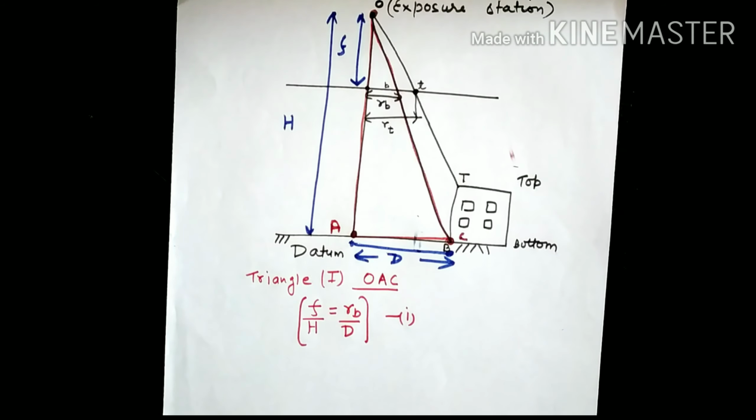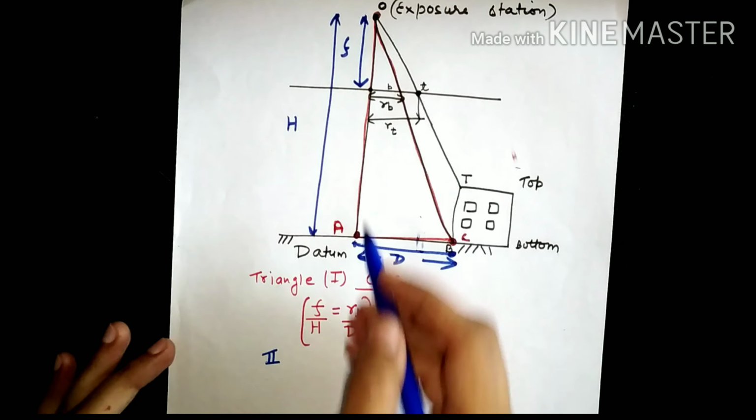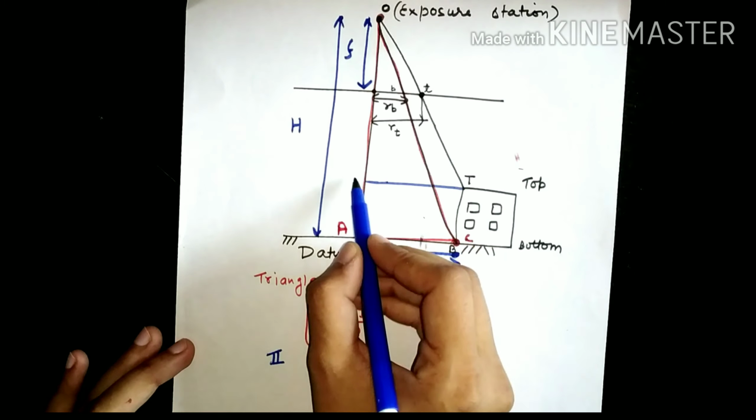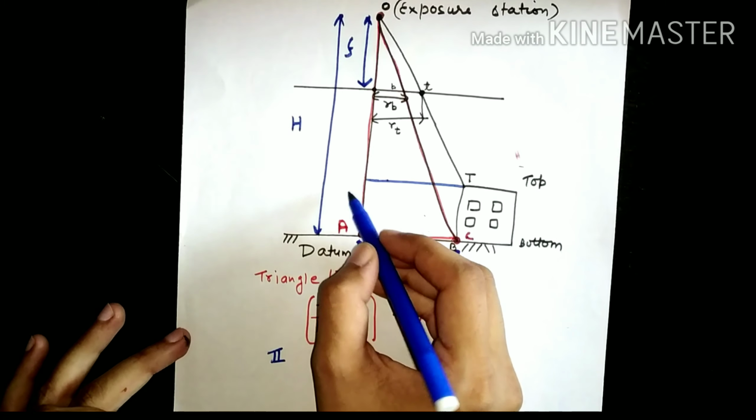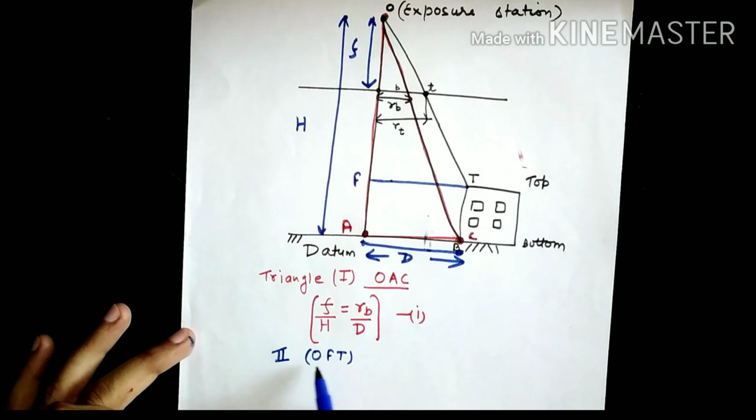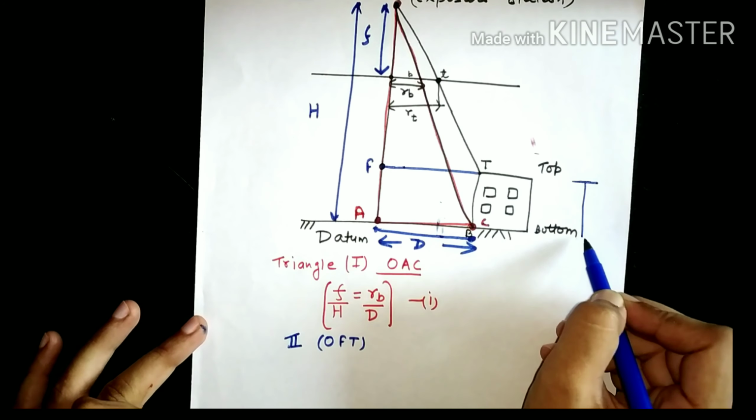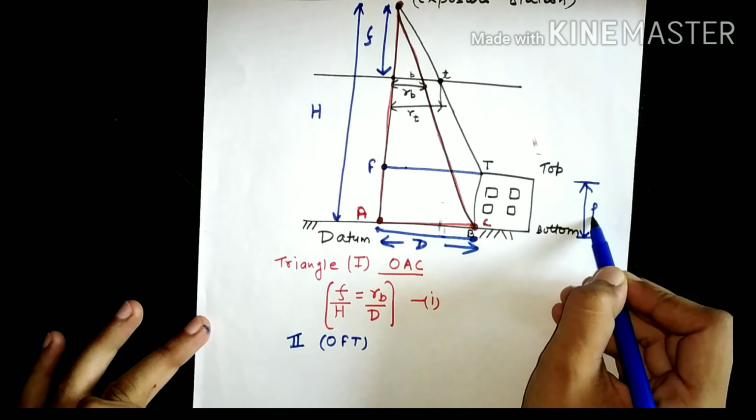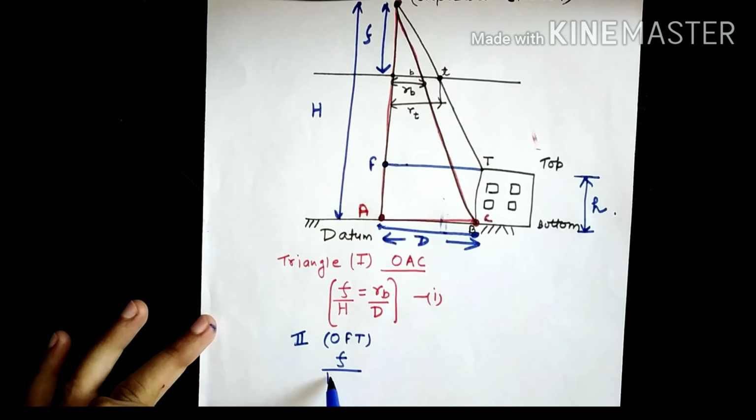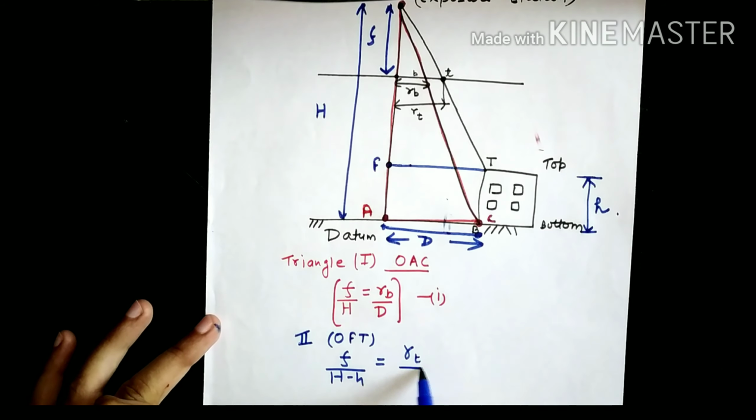Now take triangle 2. First of all, take a straight line here from O, and let us name the point F. The second triangle is OFT. Now we have to calculate the distance till here, and this is the height of the building, small h. Then it will be F upon H minus h is equal to RT upon D.